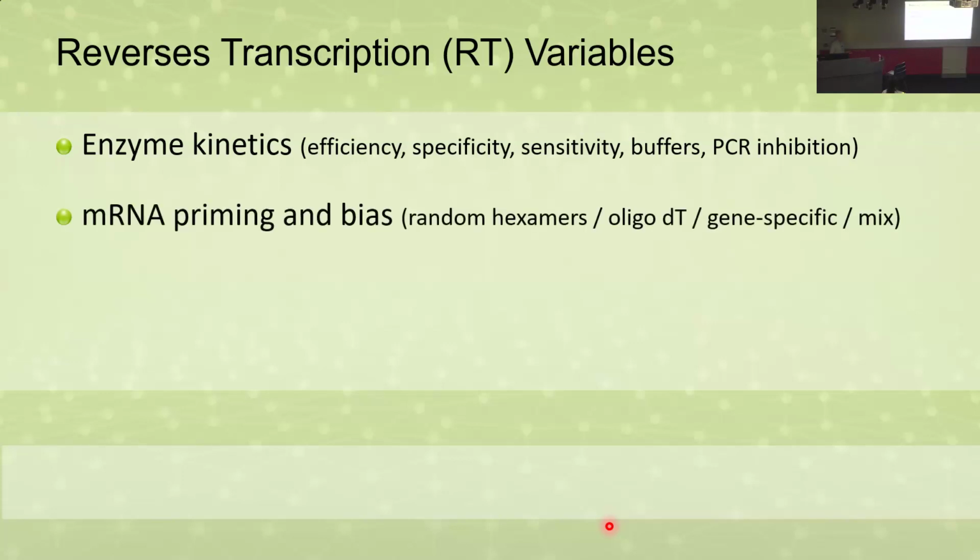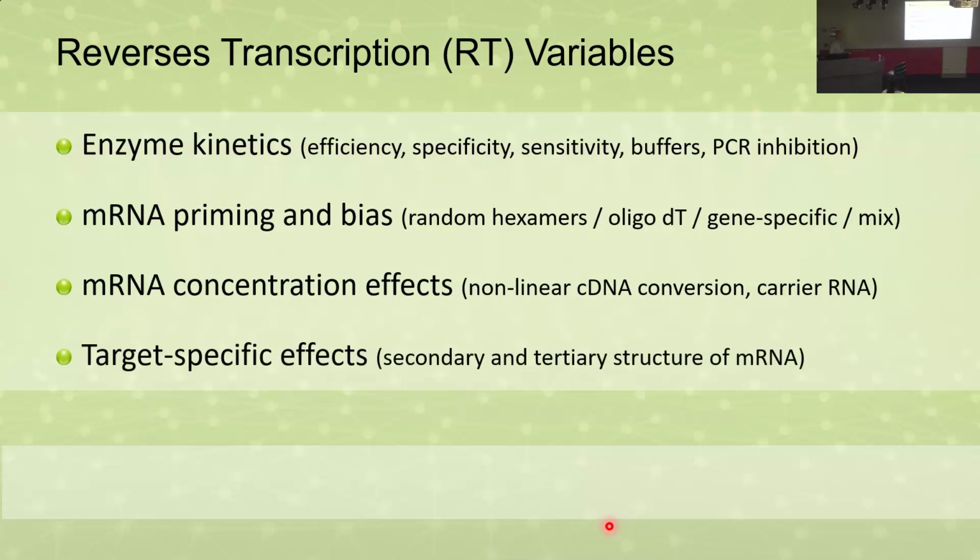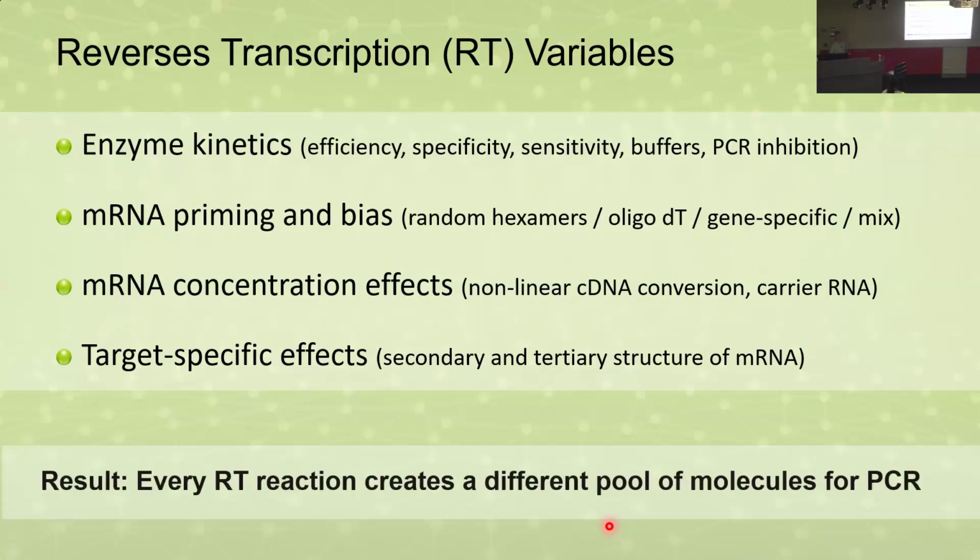mRNA priming and bias, it depends how you do that. RNA concentration effects, this is a real thing. People use carrier RNA and things like that. It's complicated. Target specific effects around secondary and tertiary structures of the target molecules. And basically, I would summarize that every RT reaction you do creates a different pool of molecules for the PCR.